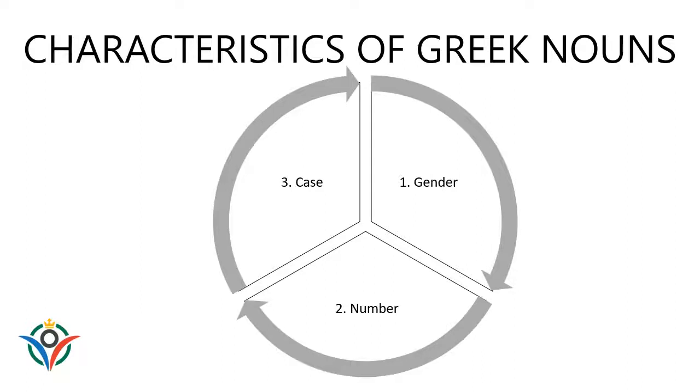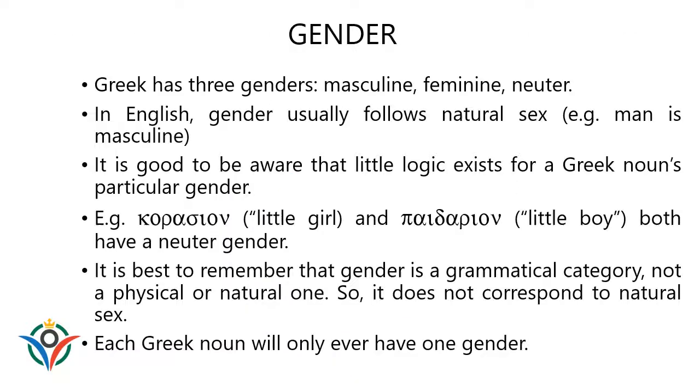Let's begin with an overview of Greek nouns. They have three characteristics: gender, number, and case. So let's take a look at each one of these characteristics in greater detail. The first characteristic of Greek nouns is that they have gender, and there are three specific genders, namely masculine, feminine, and neuter. And neuter means neither in Latin.